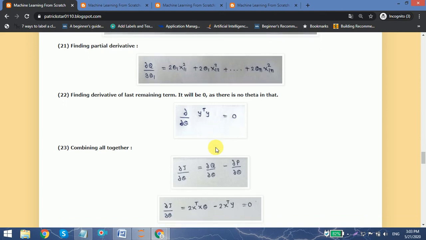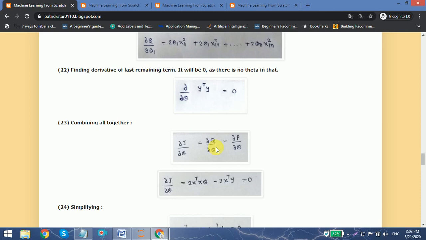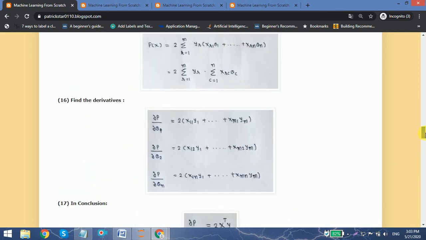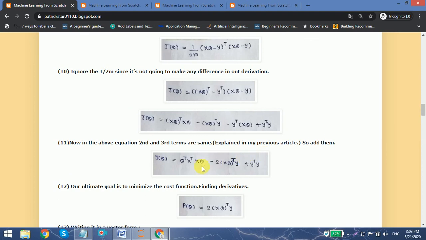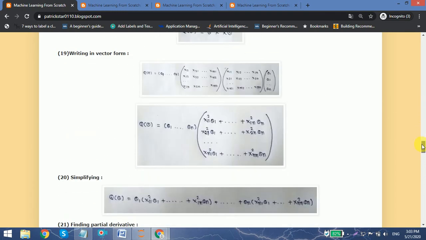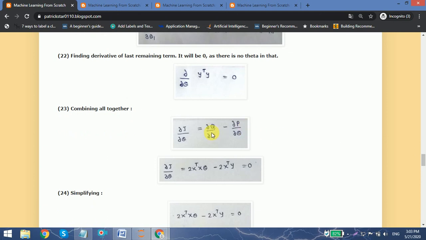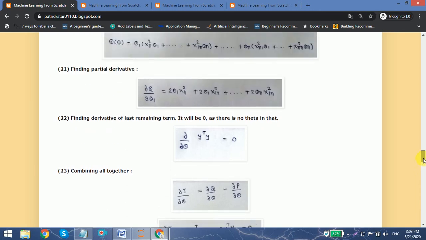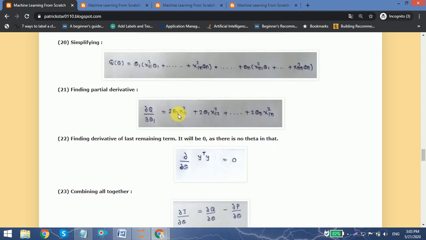Now we can combine all of this together. Our main cost function was this, here it is, j theta, and the partial derivative of the last term is 0, so we just have to add these two together. So now we are going to merge it. We can see it here, and we already found the value of each of these partial derivatives. So we can write it as 2 theta into x transpose into x. So we will have x11 square and so on for each of these rows, and I think it is easy to understand now.